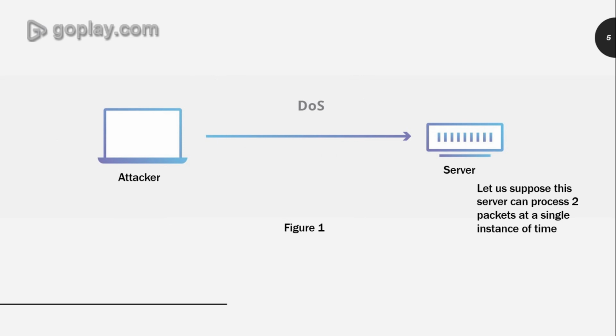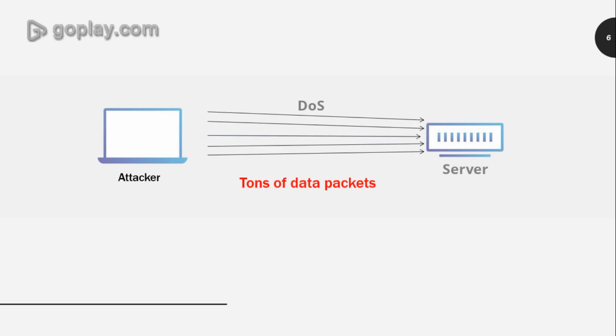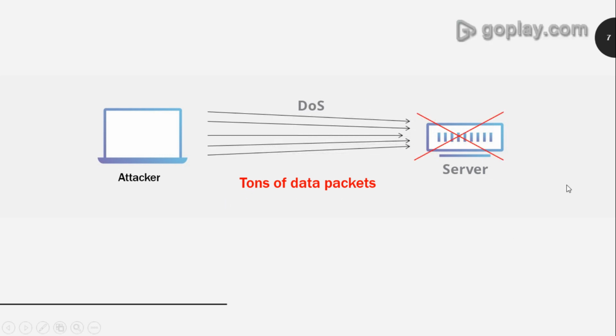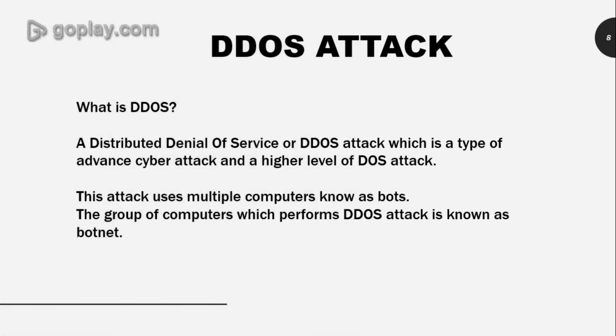Now let us understand this by an example. As you can see in figure 1, the attacker has only a single system and the server is over here. Now let us suppose that this server can process 2 data packets at a single instance of time. Now what happens when the attacker launches a DOS attack, that is, sends tons of data packets to this server, is the server either becomes unavailable or becomes very slow. I hope by now you have understood what DOS attack is.